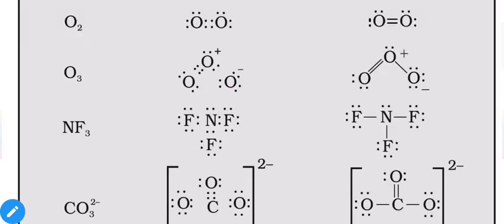Then in case of ozone, to complete the octet, a slightly different type of situation occurs. So as we can see, we have total 3 oxygens in case of ozone. Okay, so let us concentrate on the first structure. Initially each oxygen contains 6 valence electrons. So total number of valence electrons will be 18. That means 6 from each oxygen.